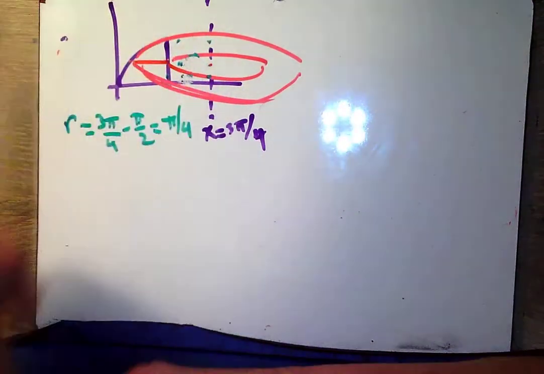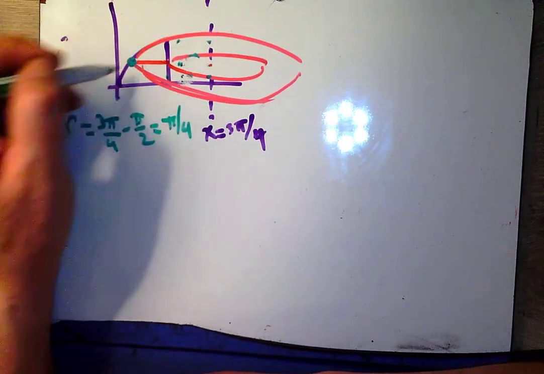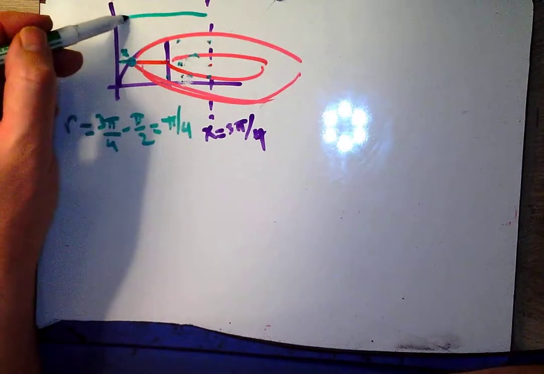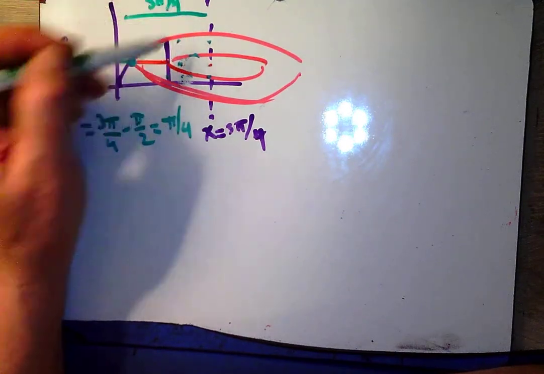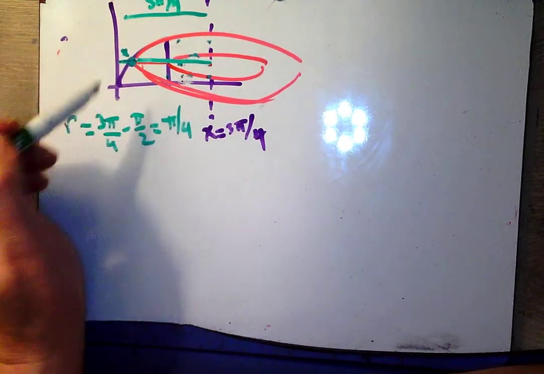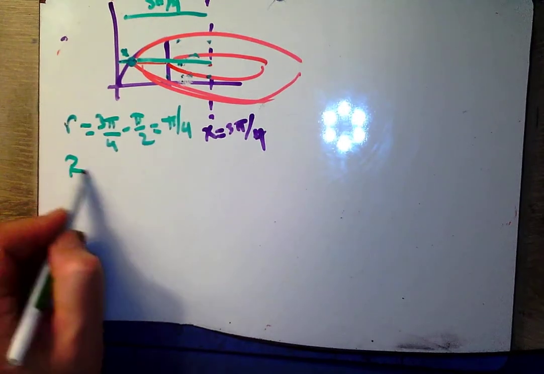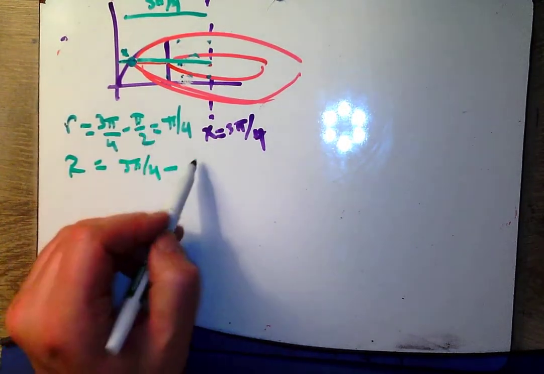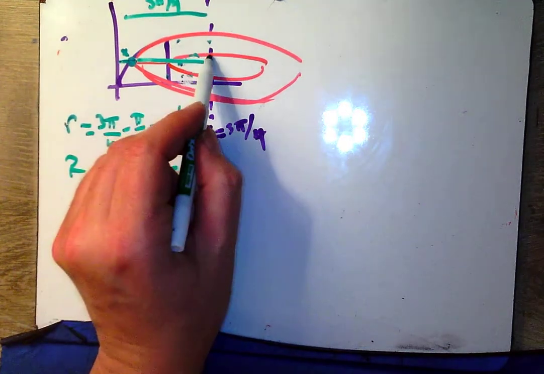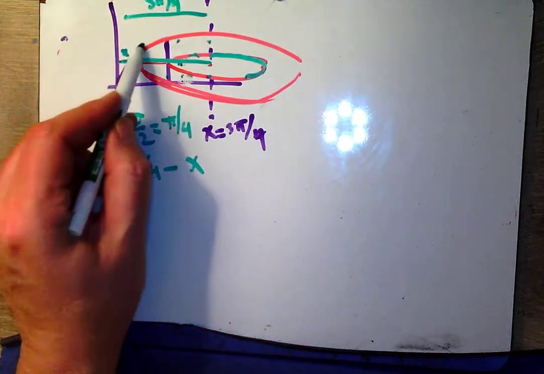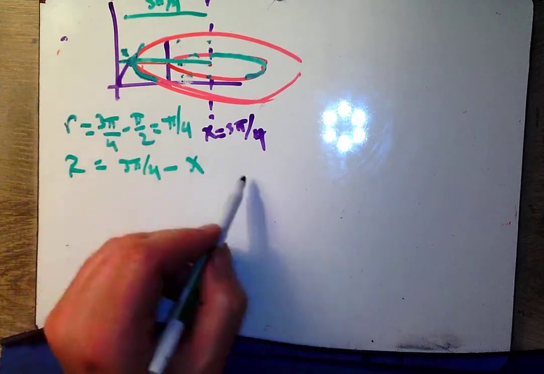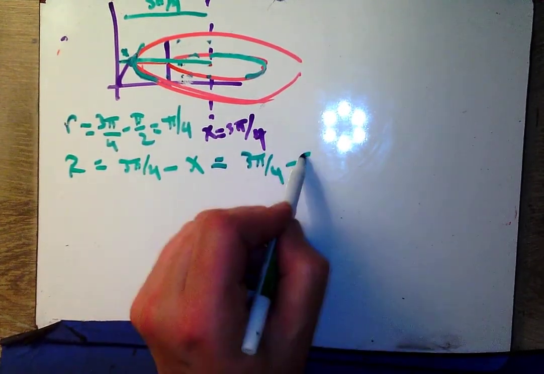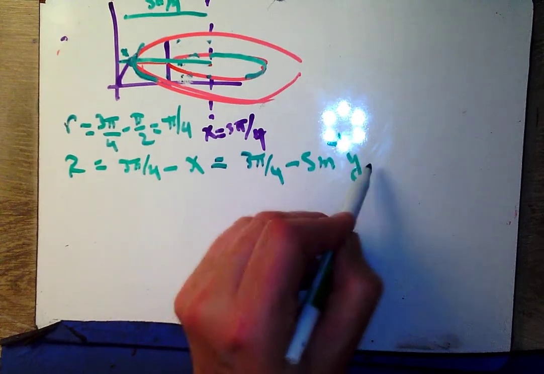It's not a constant. We know if we have this ordered pair here, this distance is x. This distance is 3 pi over 4. And so our big radius is going to be 3 pi over 4 minus x. However, this is a dy thickness, so I know that's got to be 3 pi over 4 minus sine inverse of y.